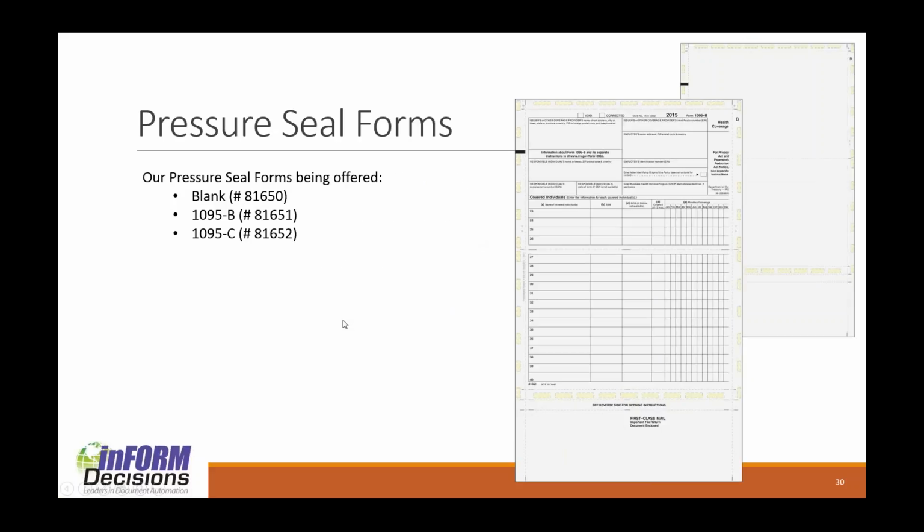Then here's the pressure seal form. We have 3 offerings. We have the blank, the 81650. We have the 1095B, and we have a 1095C. And those are the pressure seal offerings that we have as well.